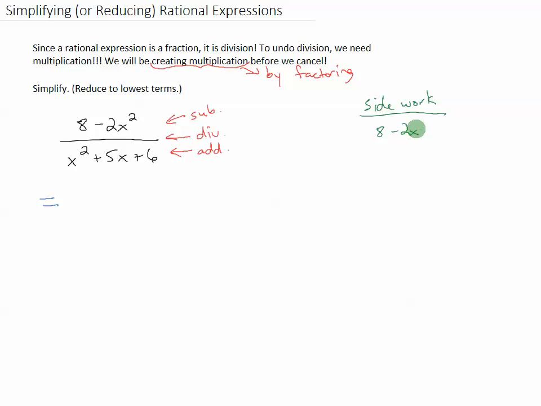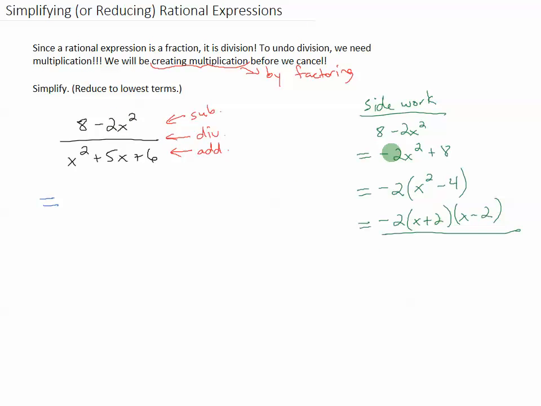So 8 minus 2x squared, if I write in descending order, becomes negative 2x squared plus 8. And since my first term's negative, I'm going to factor a negative out. But I can factor a negative 2 out because 2 is a common factor. So I'll pull negative 2 out, which makes this x squared and makes this negative 4. It changes the sign when you factor out the negative. X squared minus 4 is a difference of squares, so it factors. I'm going to carry down my negative 2 and just have x plus 2 times x minus 2. So that's the top. 8 minus 2x squared is just this. So I can write that over here.